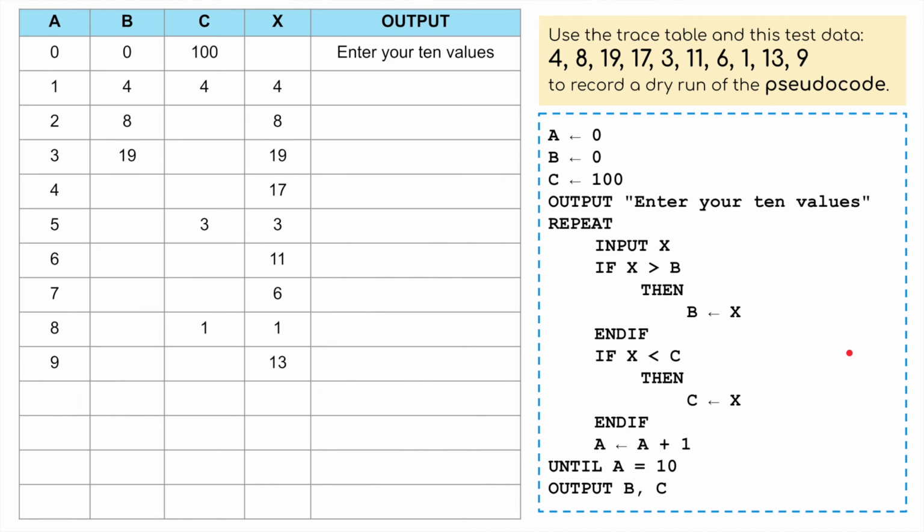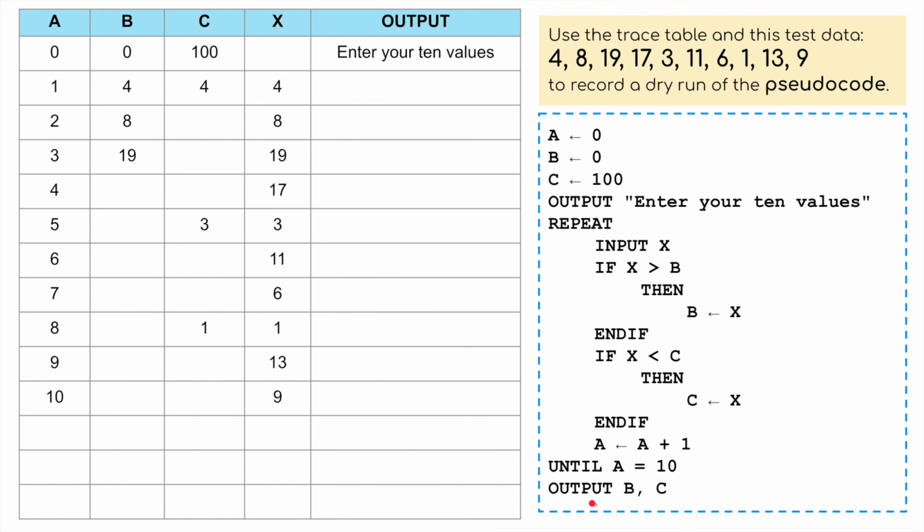Now we're on to our final digit, number 9. If X is greater than B, no, it's not. If X is less than C, no, it's not. So all I'm going to do there is put 10 in that column. Now we're at 10 numbers until A equals 10. So then we've come around here until A equals 10.